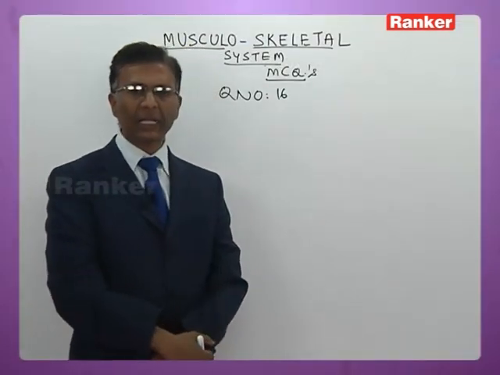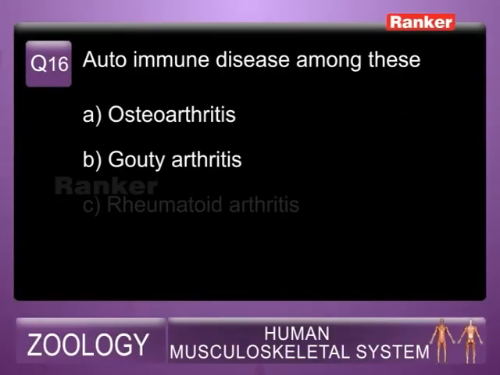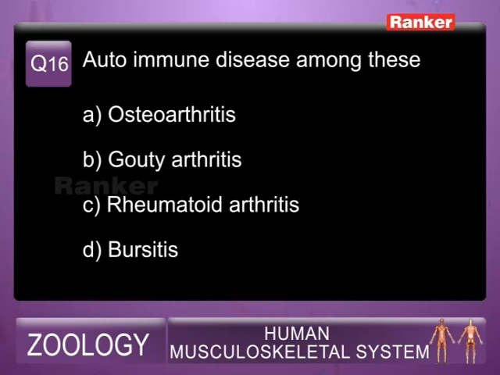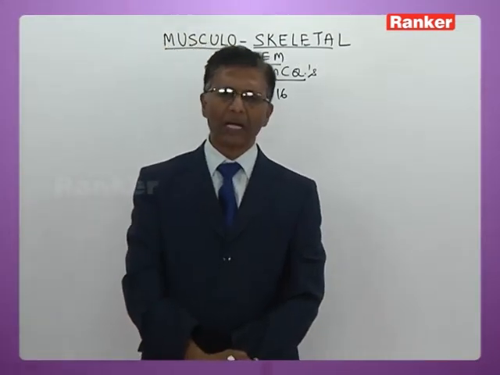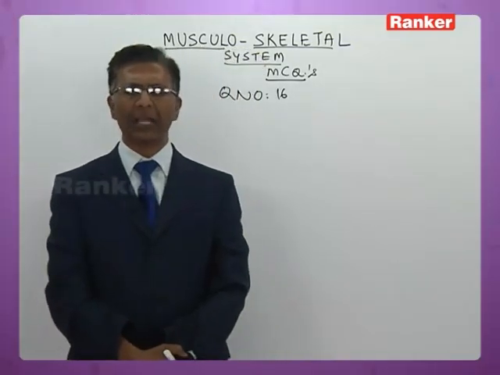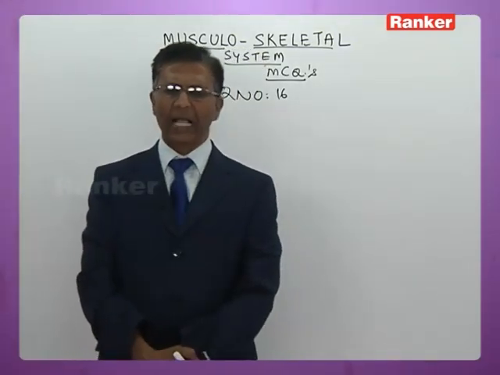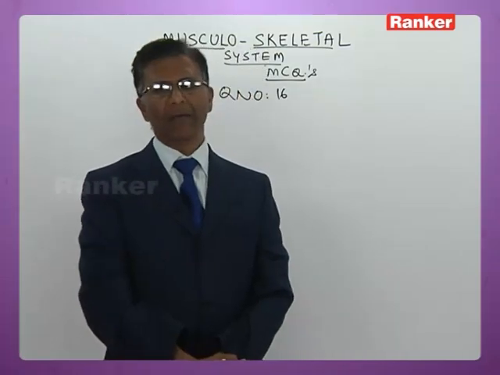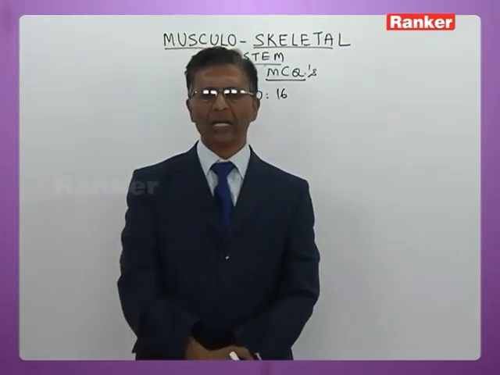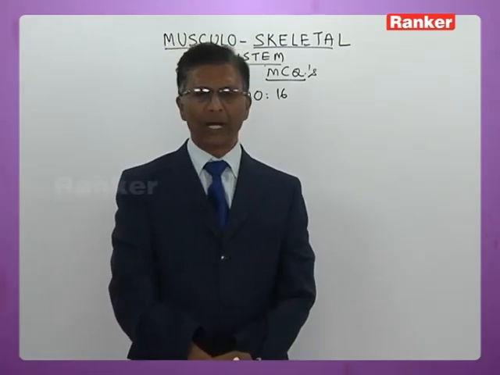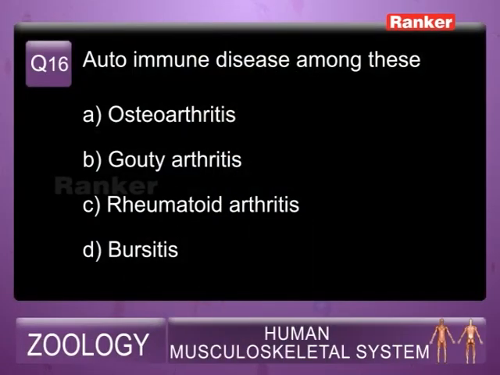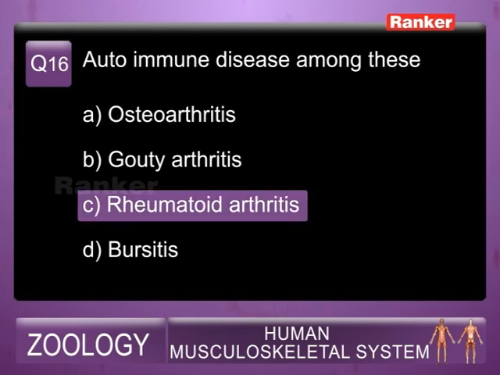Now question number 16, actually read out for you. Autoimmune disease among these: A. Osteoarthritis, B. Gout, C. Rheumatoid arthritis, D. Bursitis. Among these students, rheumatoid arthritis is an autoimmune disorder where the antibodies are synthesized against the tissues of the joints, which cause the degeneration of the tissues of the joints. As a result, there will be inflammation and painful swelling of the joints all over the body. So the answer is C for 16.